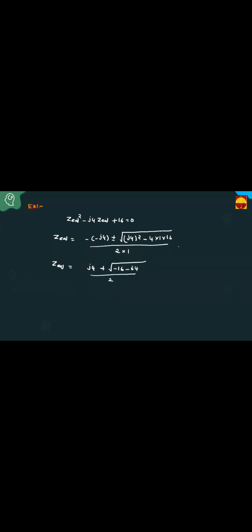Shall I write like this? J4 plus or minus root of minus 80 by 2. J4 plus root 80 into root minus 1. Right. What is the root minus 1? You have to write i or j. Then what is Z equivalent equal to? J4 plus j root 80. Root 80 I am writing, that is 4 root 5, by 2.